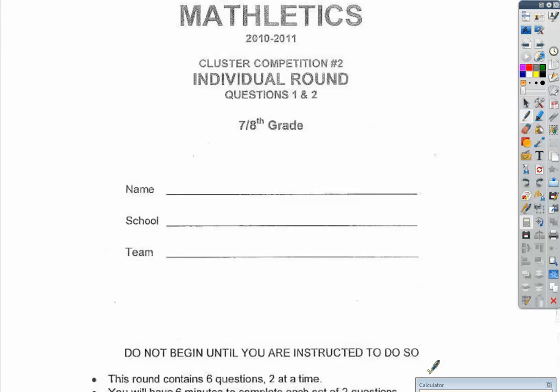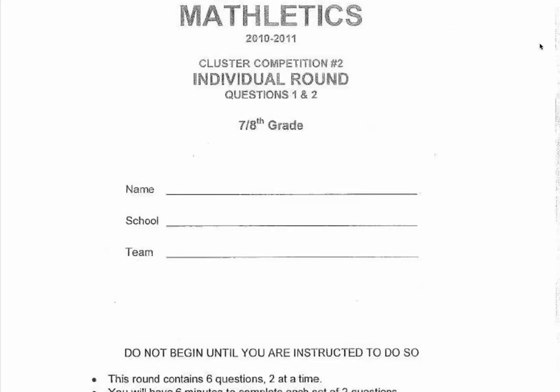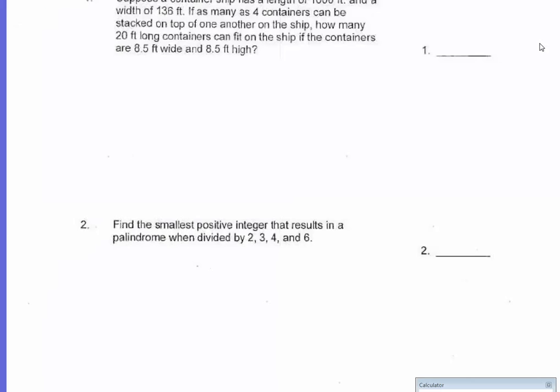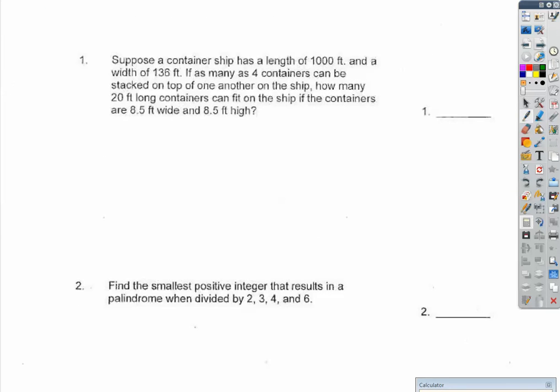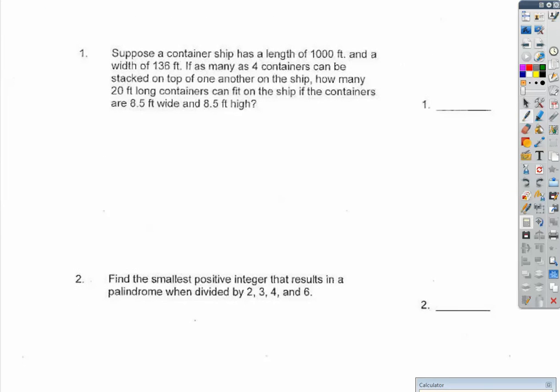Alright, so here we go, 2010, 2011 individual rounds, comp 2. Supposing a shipping container has a length of 1,000 meters and a width of 136 feet.